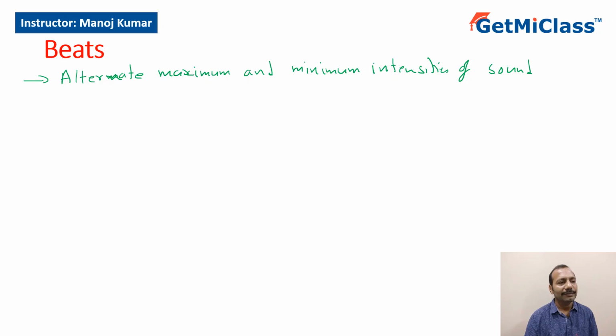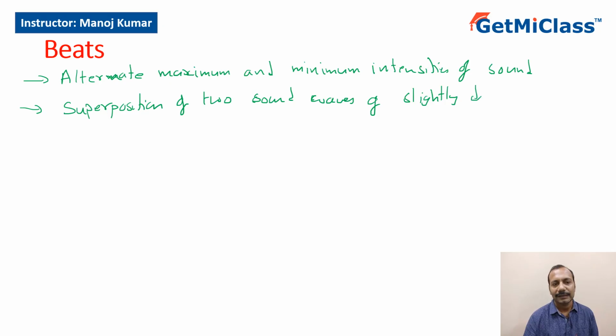Right. Now how are beats produced? They are produced by superposition of two sound waves of slightly different frequency, traveling in the same direction. Right, this is how beats are produced.